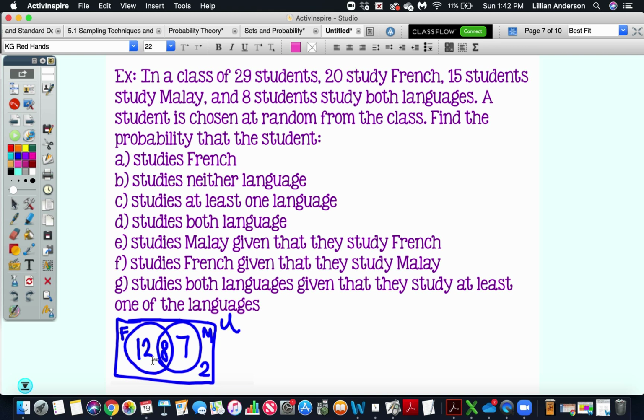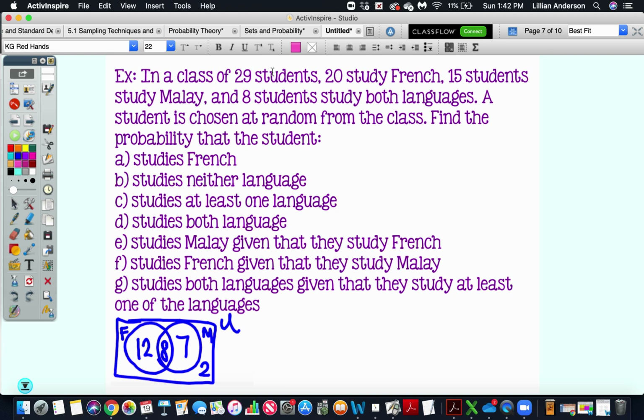And they'll use keywords like only or just to let you know that they're exactly to put the number. So then that means 7 students study only Malay because 15 study Malay altogether. So that's the 8 that did both and the 7 that did only Malay. And if you notice, 12 plus 8 plus 7, that's 27 and not 29. So that lets you know that 2 students were left out that don't study either of those languages.